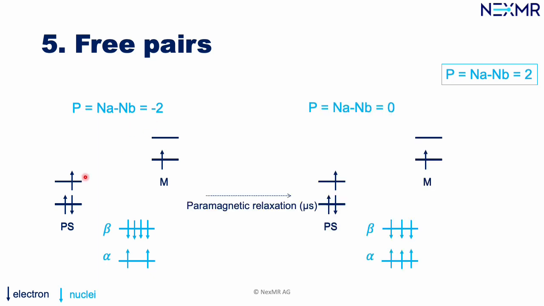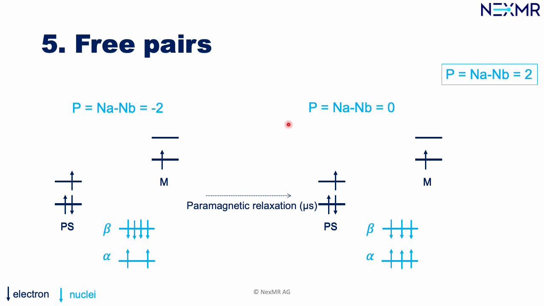But what happens is that those molecules are radicals. They are paramagnetic, and then they are subject to paramagnetic relaxation, which takes place in a few microseconds. And therefore, we have now a polarization of 0, because the nuclear spin states relax back to the thermal equilibrium in a few microseconds.